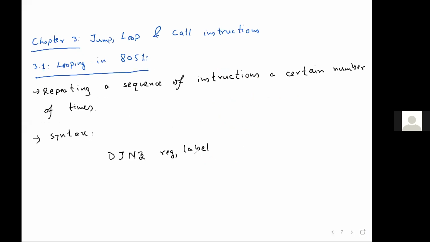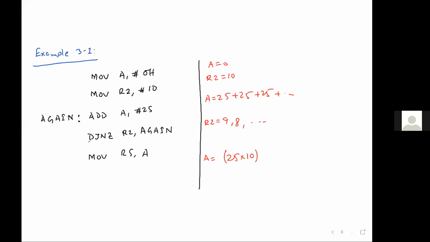Let me go back. You see, we have got a label, right? The syntax is DJNZ, then register, then label. So again, I'm saying the full form is decrease R2 and jump to again if the value of R2 is not 0. When the value of R2 becomes 0, it will not jump and it will come to this line. So whatever you had in A will be moved to R5. So your R5 actually will contain this result, 25 into 10.